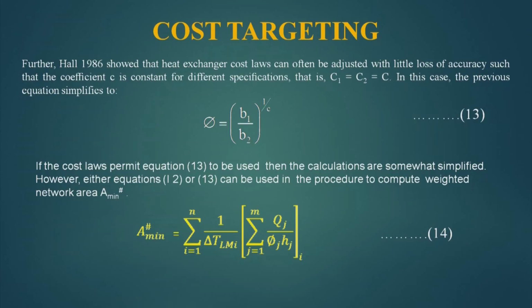So, here we see that we have included a stream based factor phi j to account for the different type of specifications which are required for different streams. So, using equation 14, we can find out the area requirement of the network of the HENs, where we are using different types of materials.